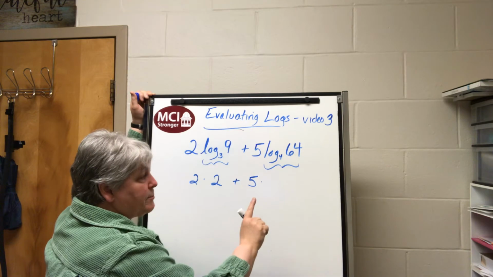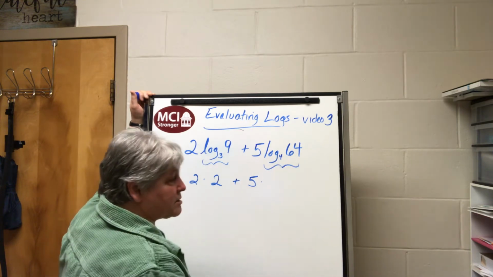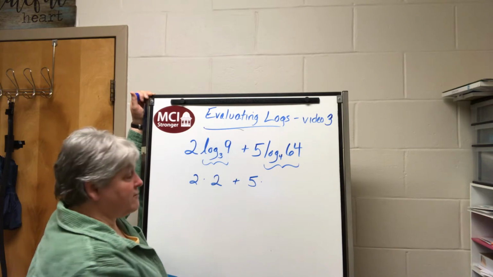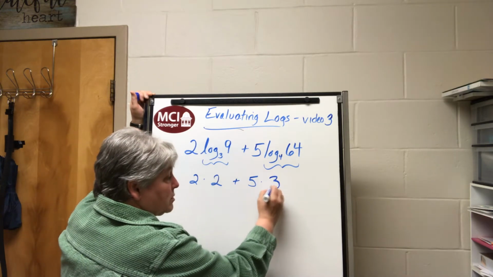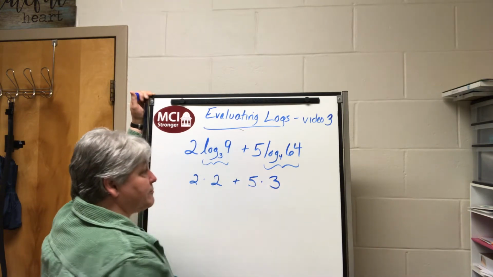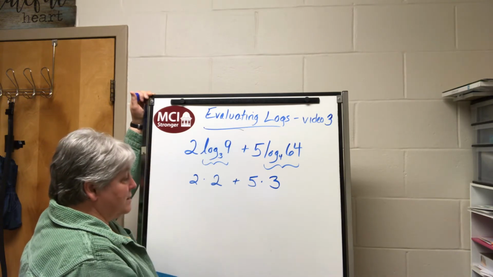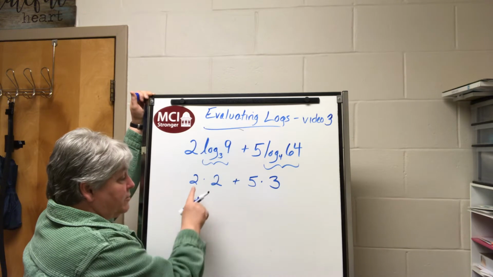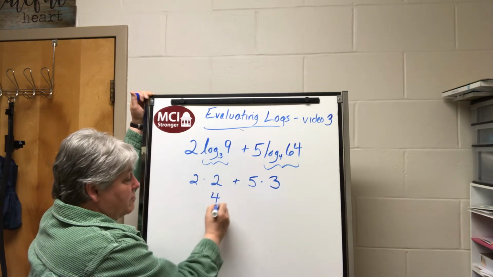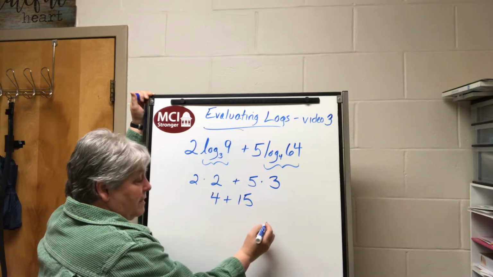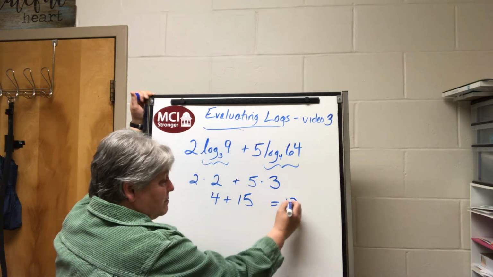4 to what power lands right on 64? Well, 4 times 4 times 4 is 64. So that looks like we're multiplying 3 of those together. So 4 to the third power is 64. Now we've just got some arithmetic to do. So 2 times 2 is 4, plus 5 times 3 is 15, and our final answer is 19.